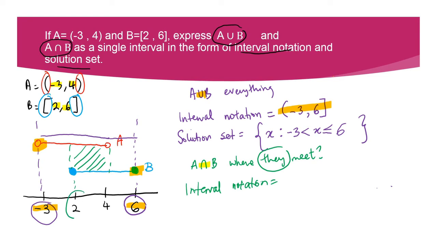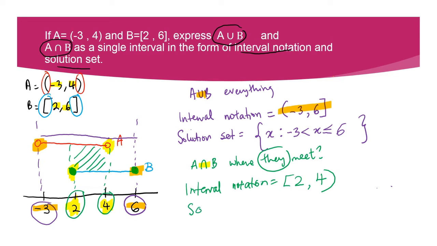So they will meet at 2 and also until 4. So now I have two numbers there, 2 and 4. Smaller number on the left, bigger number on the right. At 2, we see what is our point. At 2 here, my point is a closed point. So my bracket will be a closed bracket. And at 4, my point here is an open point. So the bracket will be an open bracket.